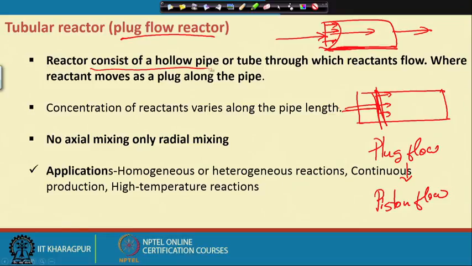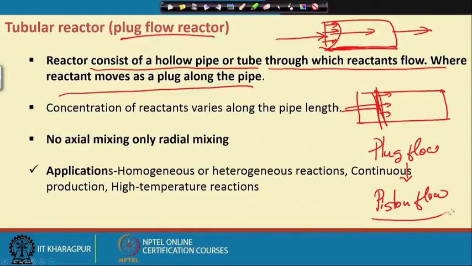Now, the reactor consists of a hollow pipe or tube through which the reactants flow, where the reactant moves as a plug flow alone. Piston flow is basically what we consider the ideal flow. Ideal flow is very rare to happen. But if you make the flow turbulent, then it tends toward piston flow, not exactly piston flow, and the velocity gradient across the reactor will be minimum. That is if you change the flow pattern from laminar flow to turbulent flow.